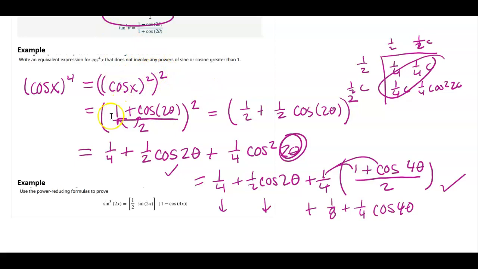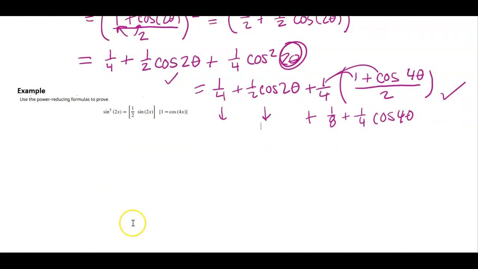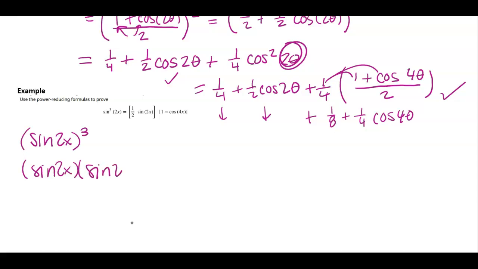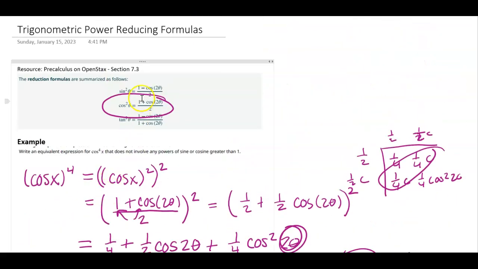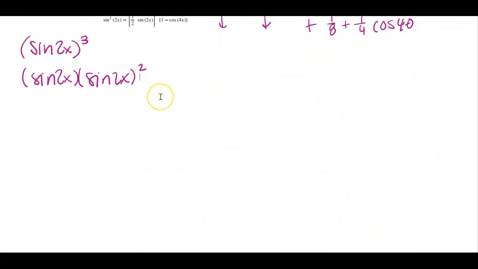All right, and then we could also do this with identities. So show that sine cubed is equal to this right-hand side. Let's remind ourselves again, this would be sine of 2x cubed. One way that we could write that is sine of 2x times sine of 2x squared. Let's look at what sine squared is equal to. Sine squared is equal to 1 minus cosine 2 theta over 2.